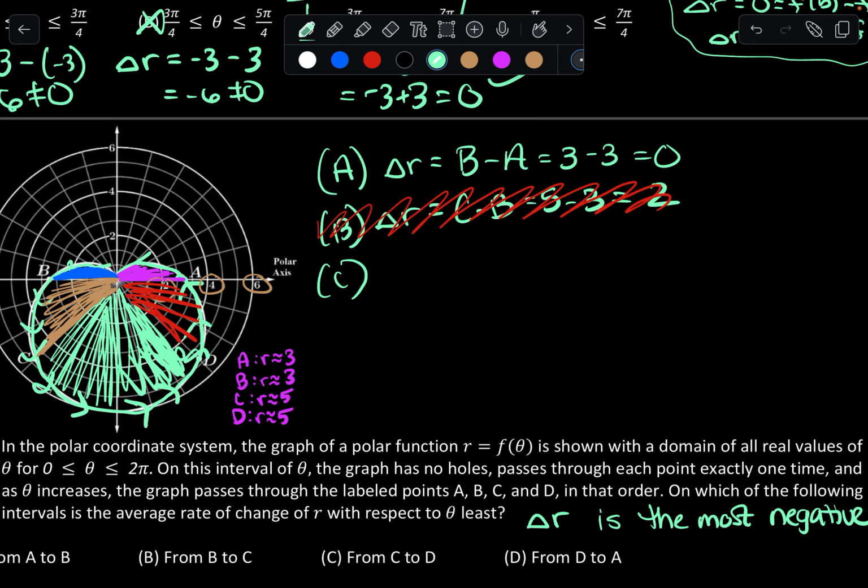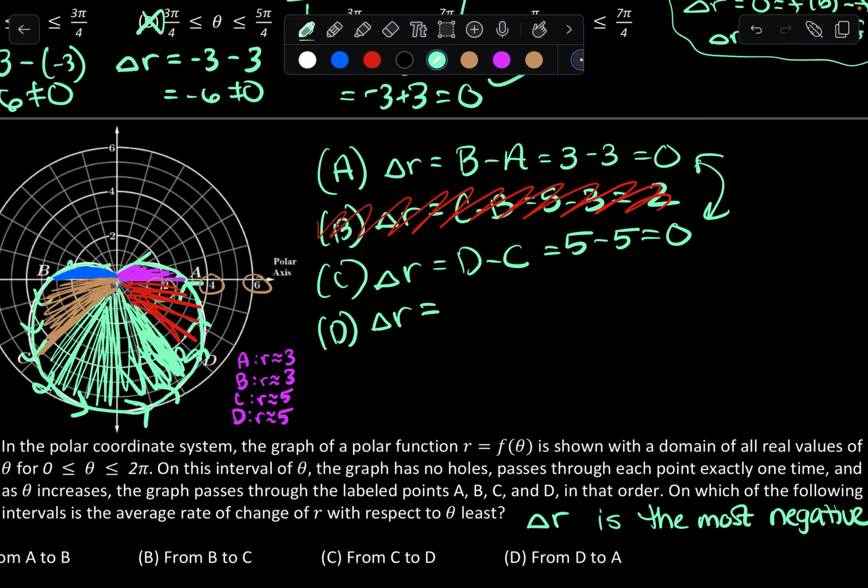All right, let's try C. So from C to D, delta R is equal to D minus C. At D, we have a radius of about 5. And then at C, we have a radius of about 5. 5 minus 5, that's 0. So now these are the same. So fingers crossed that D has a different value, hopefully less than 2.